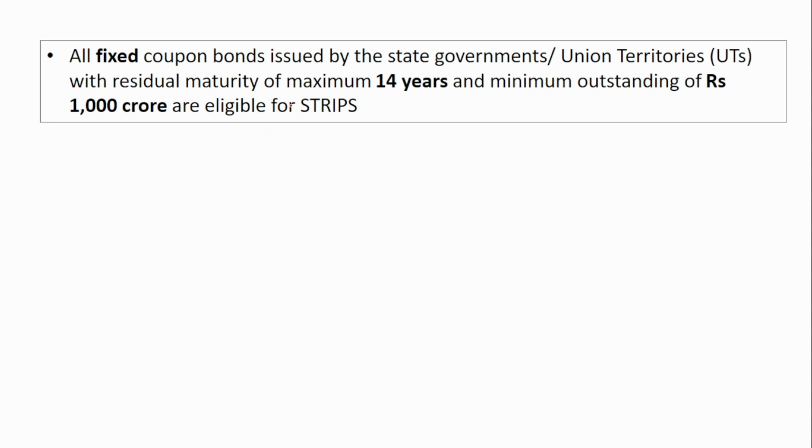So, which bonds are eligible for this creation of strips? All fixed coupon bonds issued by the state government or the union or the union territories with residual maturity of maximum 14 years. That is, maturity of the bond should have at least 14 years, and the minimum outstanding should be 1000 crores. Okay, then only that state government security is eligible for strips.